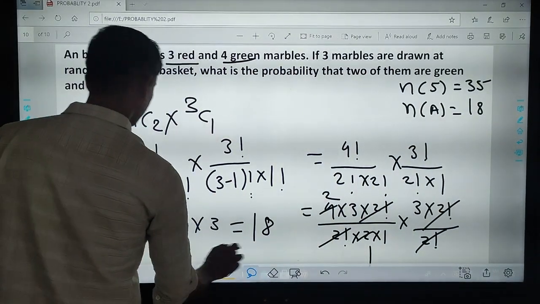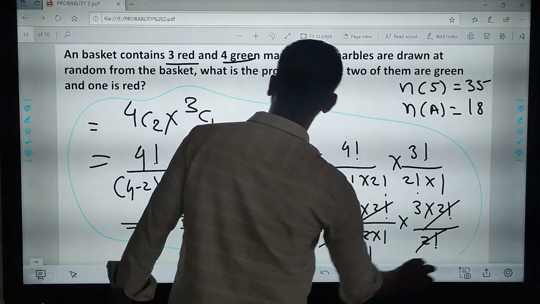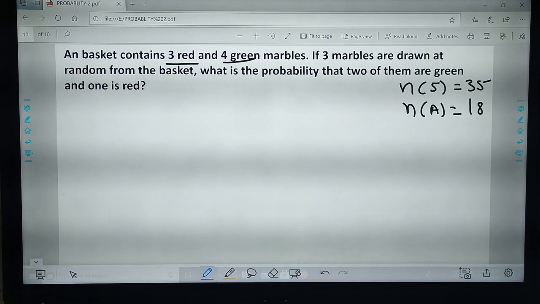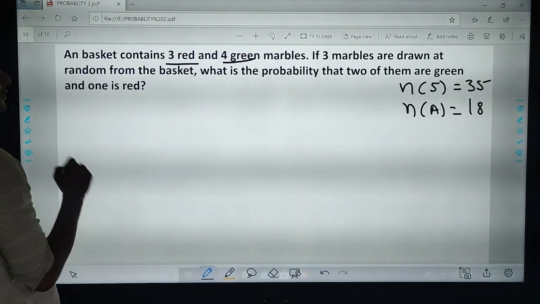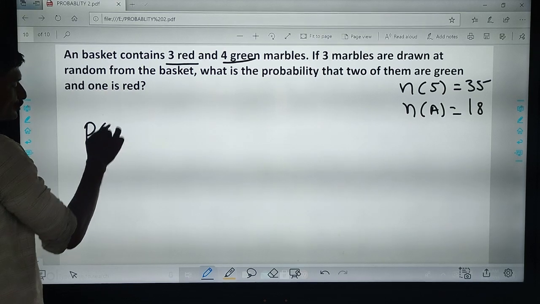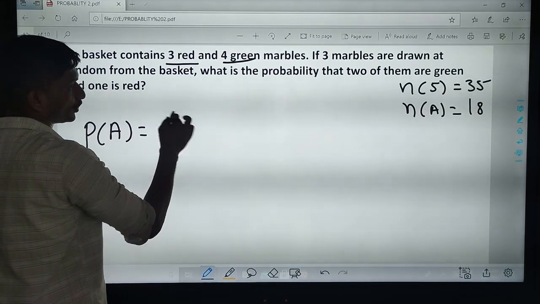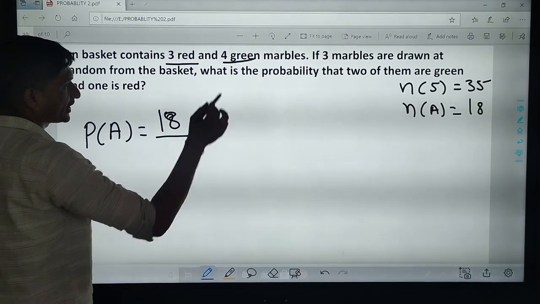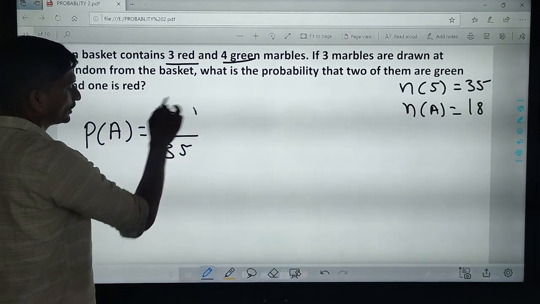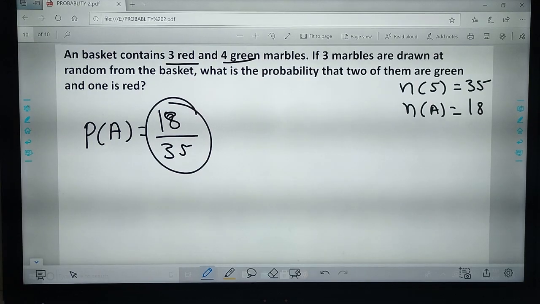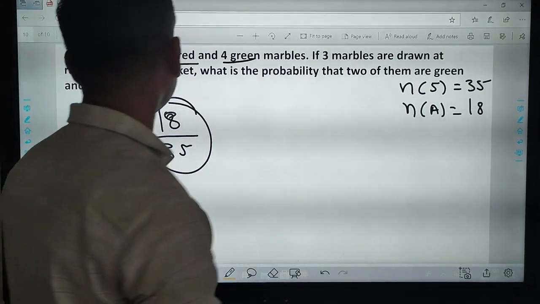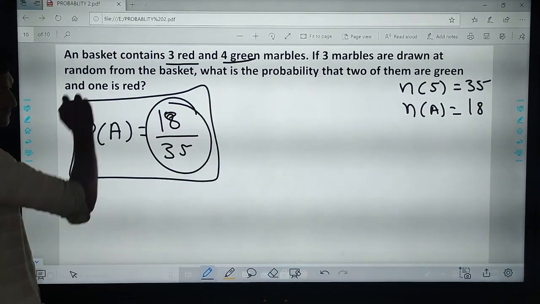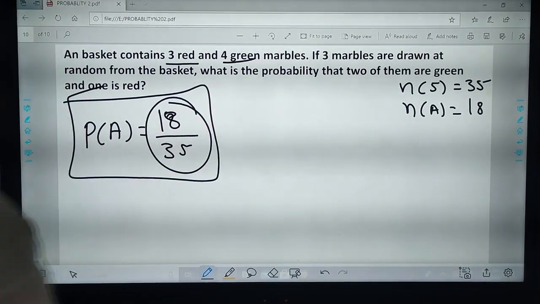Then the probability that 2 are green and 1 is red. P of A is equal to N of A divided by N of S, where N of A is equal to 18 and N of S is equal to 35. This is your probability. Then the probability that 2 of them are green and 1 is red is 18 by 35. This is your answer. We stop here.